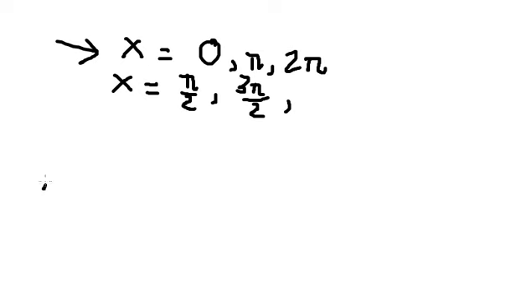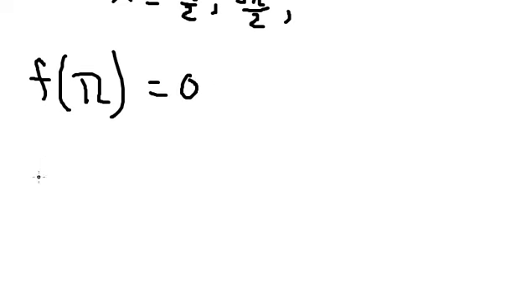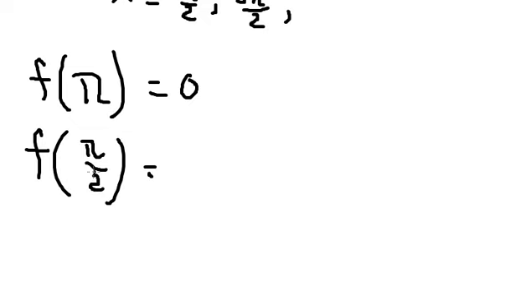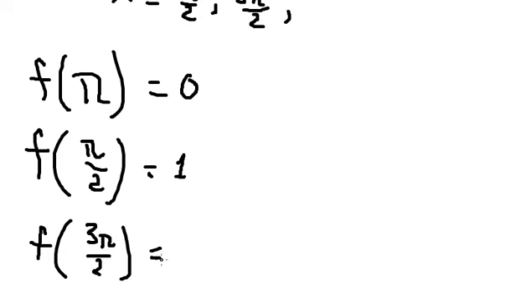And now I will put in f of π here, and we get number 0. So the next one, f of π over 2. So we put π over 2 in here, and this one we have number 1. And the last one, that is about number 1.